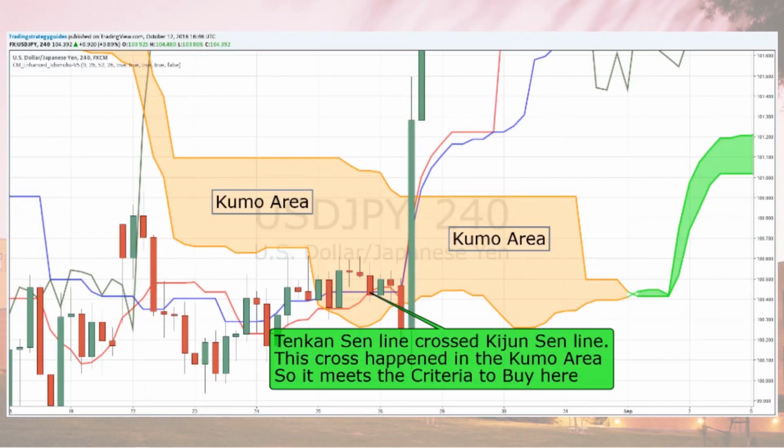You can see these lines crossed within the cloud, so it meets the buy signal criteria. If the lines crossed below that Kumo area, this would be no trade. Remember, your job is to identify the trend and trade in that direction.